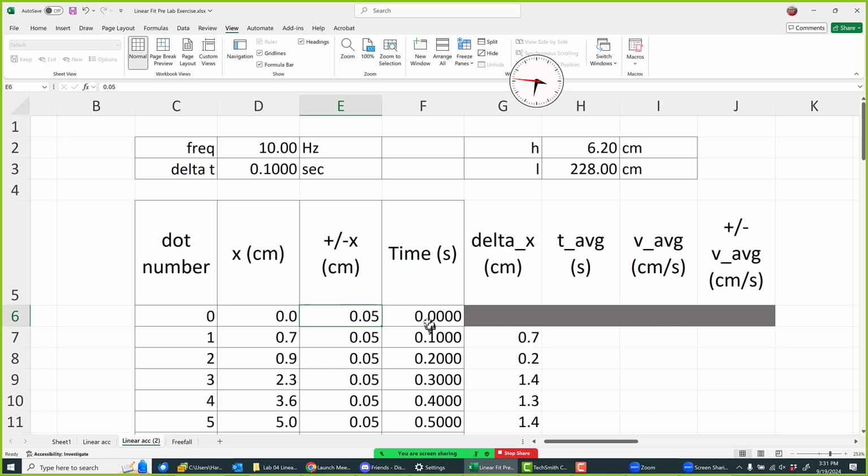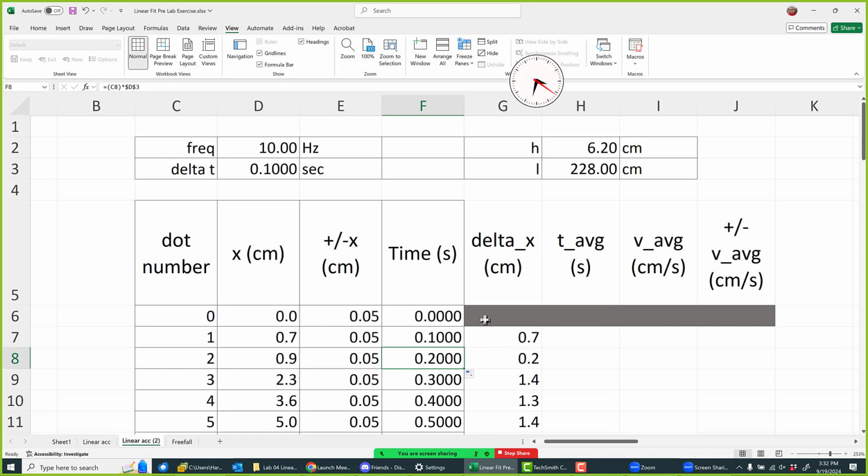Then to get time, I took dot number and multiplied it by the delta t I calculated, and I used the dollar signs because I always wanted to use that same number. And then once I've got that, I can use my fill handle to go down the line and get all the times. And then here, I grade these guys out because now I'm calculating the difference between two rows.